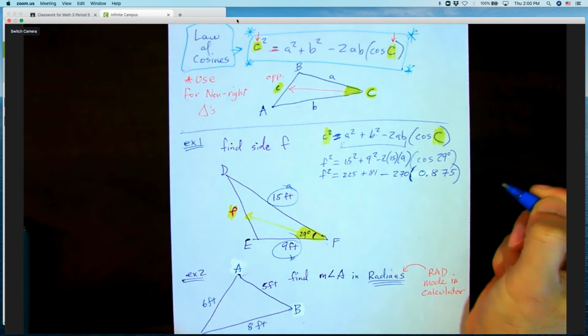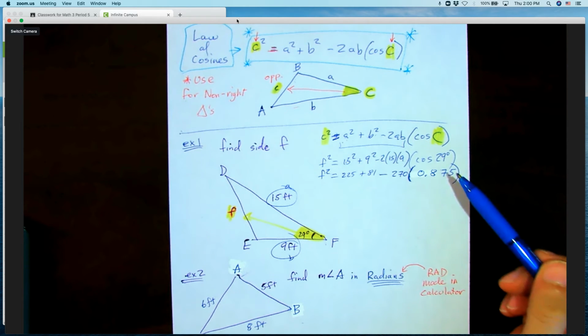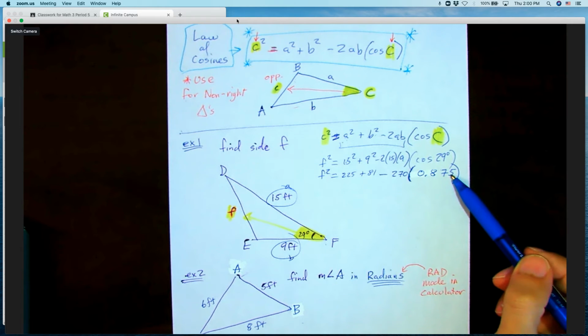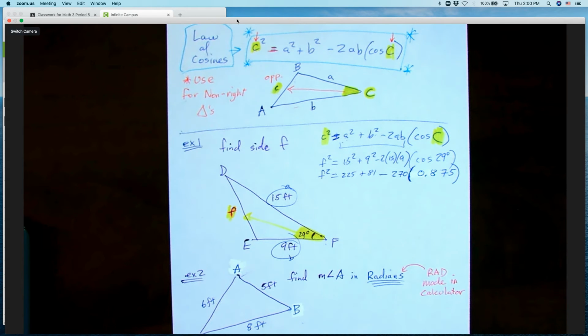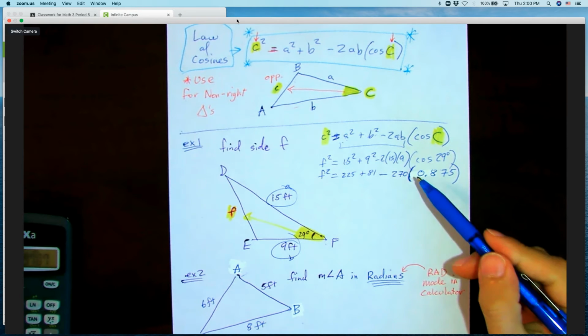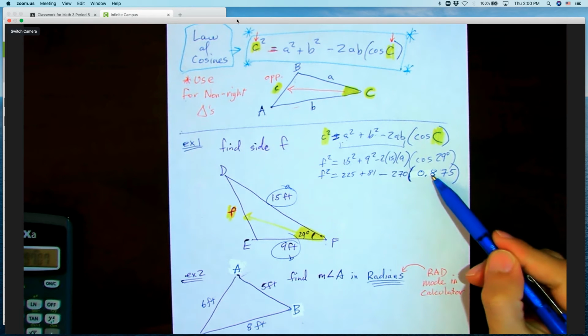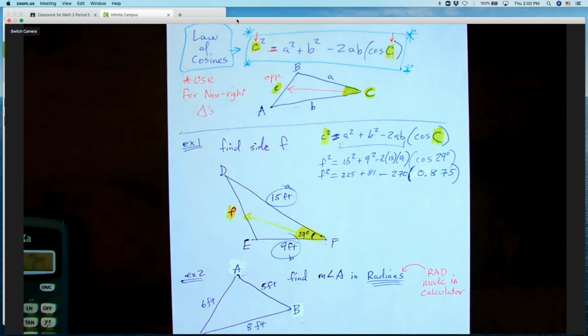0.875. You guys get that if you round it? Just make sure you're not taking for granted just putting in the cosine of 29 degrees. First, you got to make sure it's showing you 0.875 so you know you're in degree mode. Okay, so just double check when we're doing these two problems here. All right, and then let's multiply negative 270 times this 0.875.